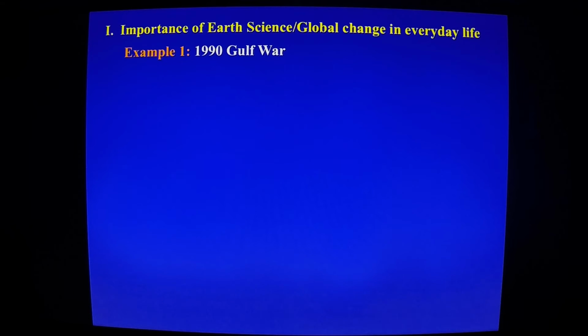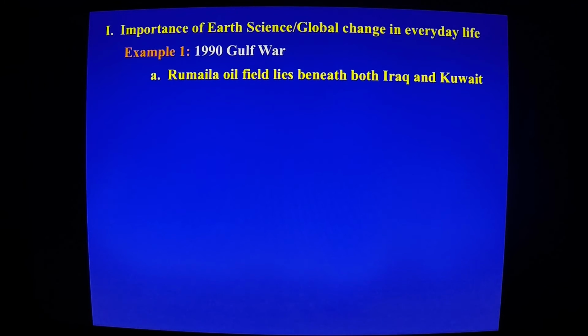One example, and one of the best examples of how politics and economics and geology and history all kind of come together, was in the 1990 Gulf War. Now, I know a lot of you weren't alive at that time, but in your lifetime you've seen some of the after effects of this war. I'll give you a little background on what happened. So, as it turns out, this war was fought for a lot of reasons, but one of the reasons was actually geologic in nature, and it had to do with an oil field.